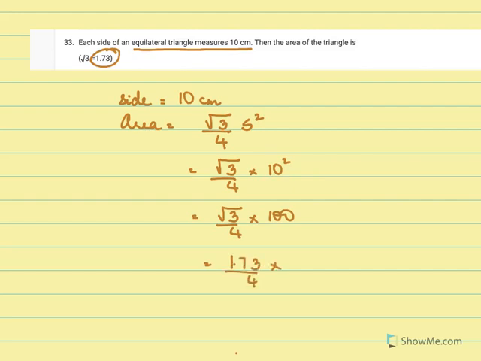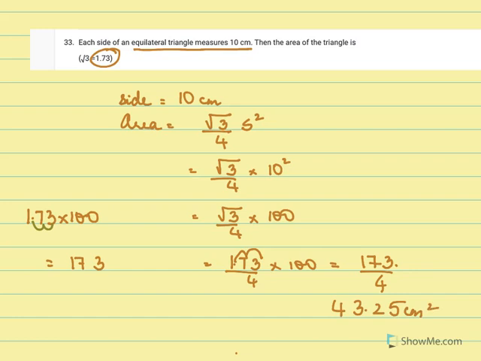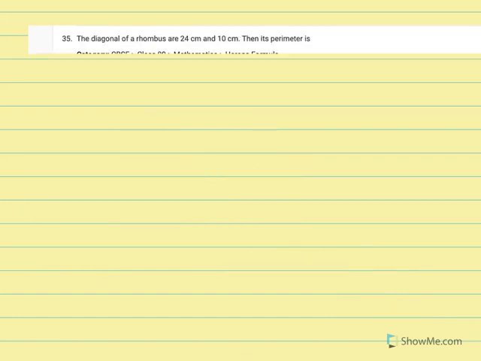So 1.73 over 4 into 100. And there will be 173 over 4. The decimal will move 2 times here because you need to multiply by 100. So the decimal will come here. Again, I repeat this. 1.73 into 100. The decimal will shift 1, 2. So it would be 173. And the answer would be 43.25 centimeter square.